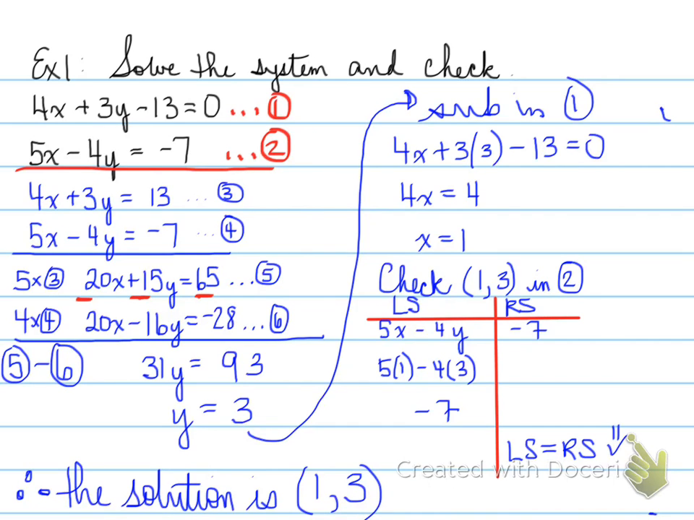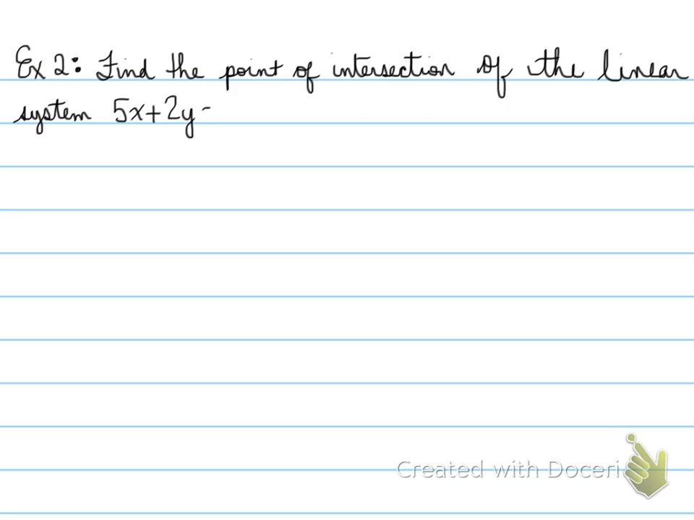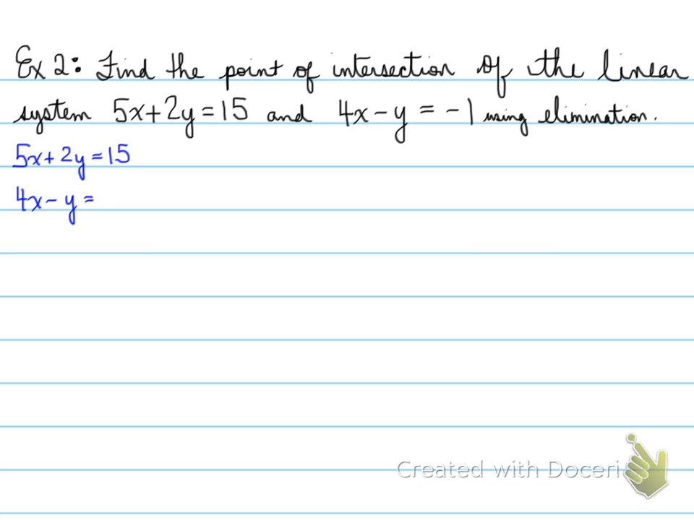All right, let's move on to the next one. Example number 2. You're asked to find the point of intersection of the linear system 5x plus 2y equals 15 and 4x minus y is equal to negative 1 using elimination. So you're forced to use elimination here. So we do this by aligning, like we did in the first one. We align it, calling it equations 1 and 2. Notice that they're already properly formed, so we line it up, draw a line, and call it 1 and 2.